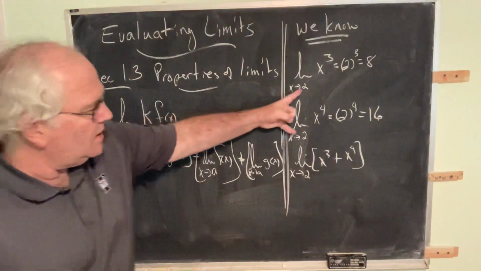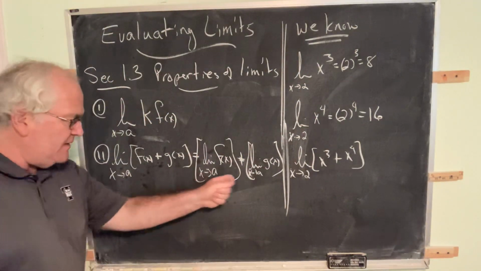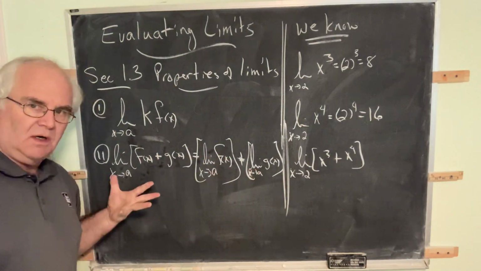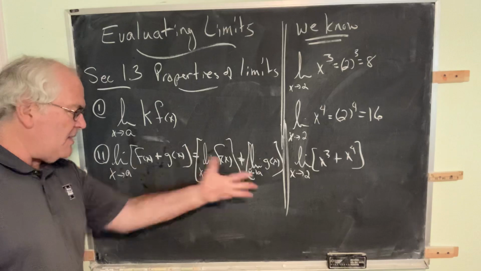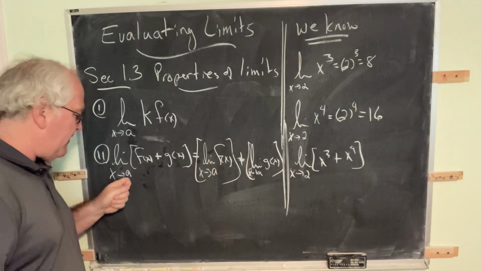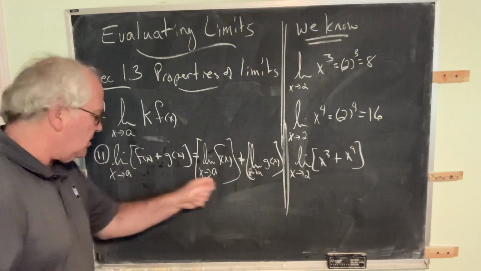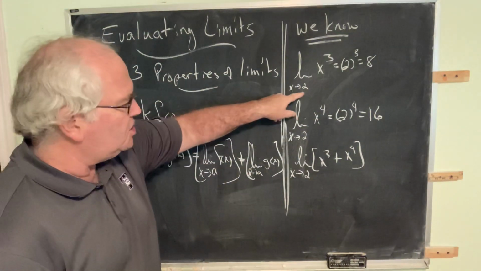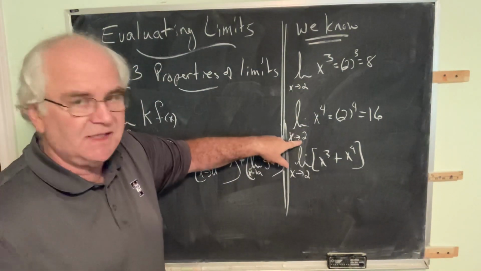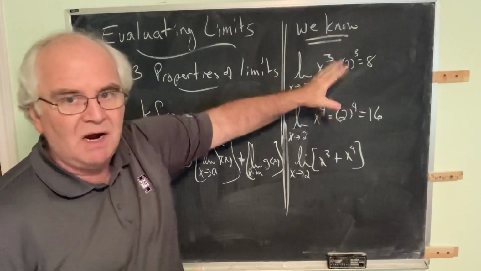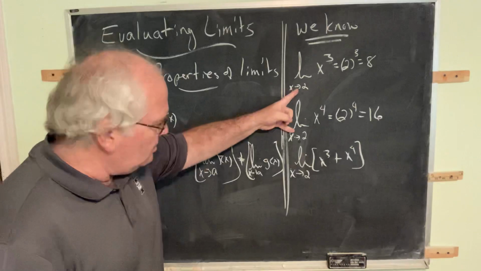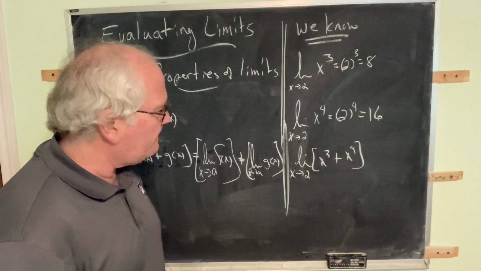A is 2. Now, one rule is these must be the same number. If this is 2 and this is 3, this rule doesn't work. So they must have the same value that X is approaching. X approaches A, X approaches A, X approaches A. If this is X goes to 2 and this is X goes to, let's say, 5, then these rules don't combine in this fashion. All right? But we do have that they're approaching the same value.